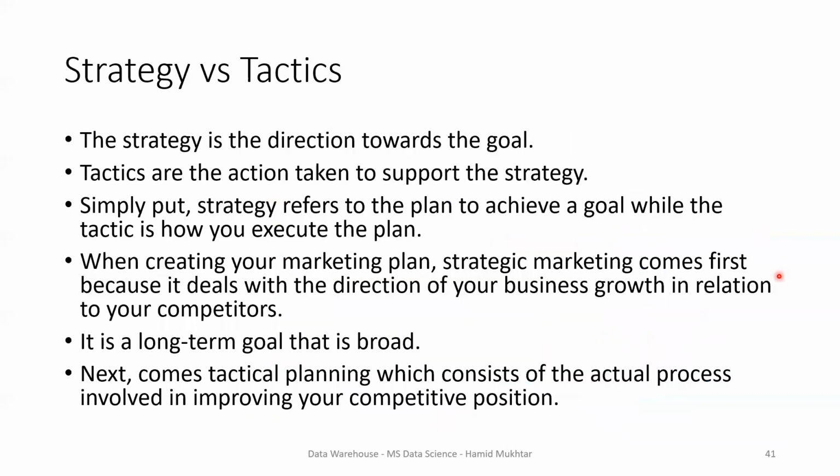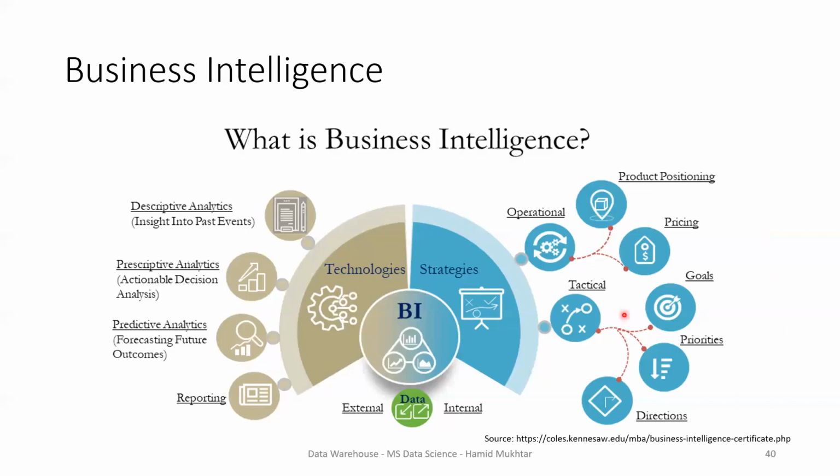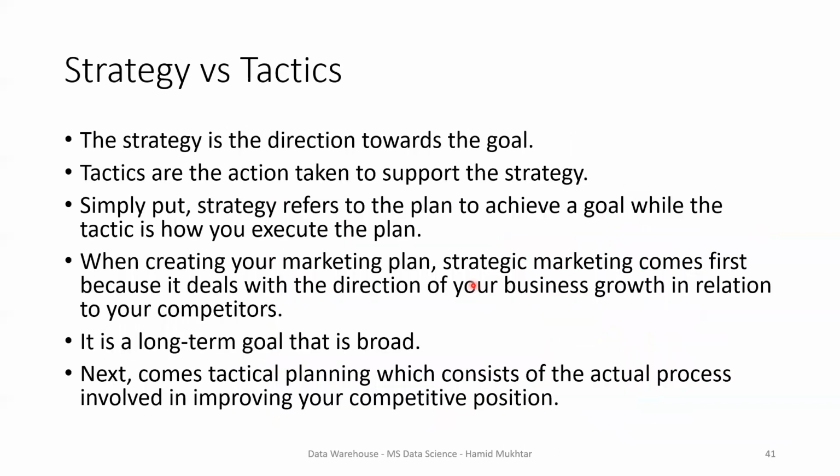Okay, now I have been using the terms strategy and tactics. If you see here, we say tactical, and these are the strategy. So what does that mean? The strategy is the direction towards the goal. You have some goal. Which direction do you take to achieve the goal? And tactics are the actions taken to support the strategy. So first you define a goal, then you define a strategy to achieve the goal, and the strategy results in some actions to do.